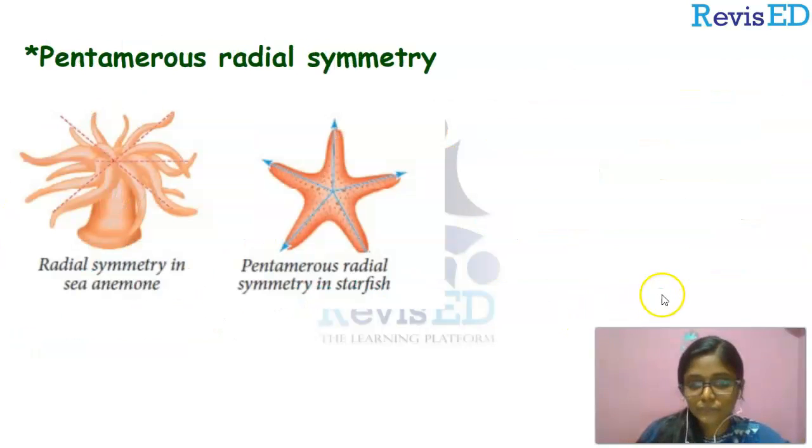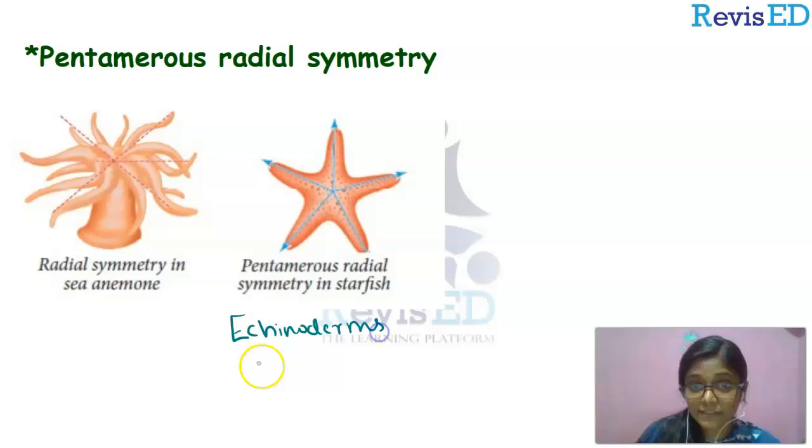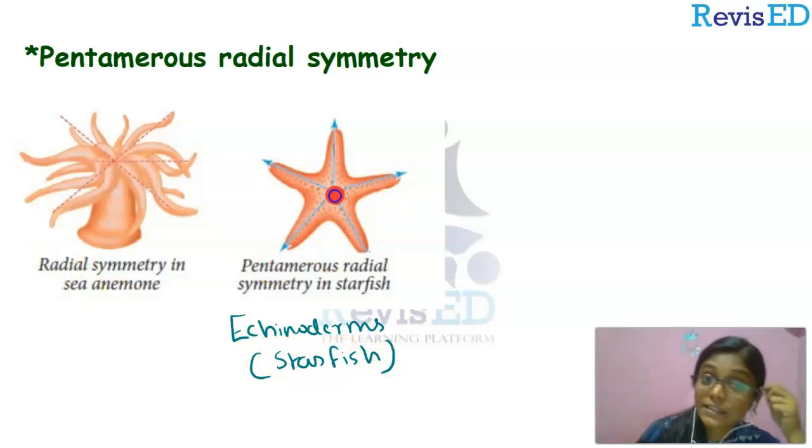Clear? So we will look at what is coming next. Pentamerous radial symmetry. So we have studied asymmetry, radial symmetry or biradial symmetry, and the next thing is pentamerous radial symmetry. The first picture is a sea anemone showing radial symmetry, and the second picture is a starfish, which comes under echinoderms.